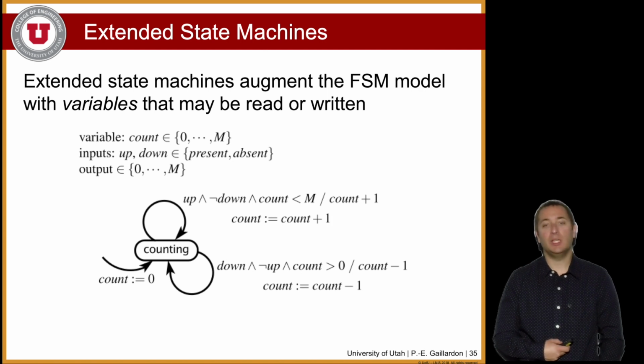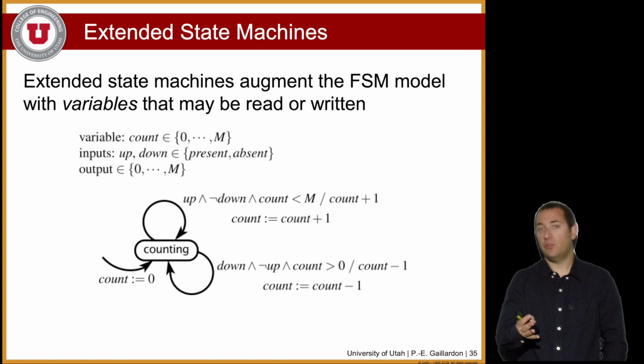With an extended finite state machine, we extend the state machines with variables that may be either read or written. In an extended finite state machine, you will now have to very carefully list and declare your variables, their domain, and the inputs and the outputs as well. Variables are modified below the guard/output notation we had before, using this count = count + 1 type of example.